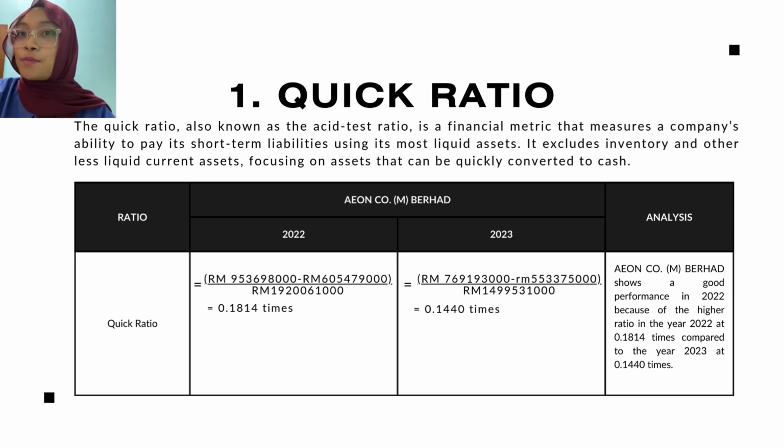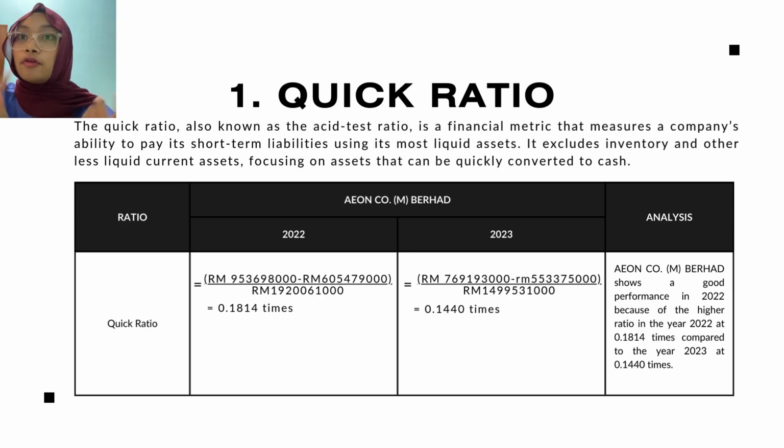So we move to the next point, which is the quick ratio. The quick ratio, also known as the acid test ratio, is a financial metric that measures a company's ability to pay its short-term liabilities using its most liquid assets. It excludes inventory and other less liquid current assets, focusing on assets that can be quickly converted to cash. So the formula for the quick ratio is current assets minus inventory divided by current liabilities.